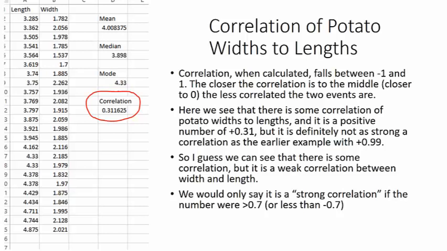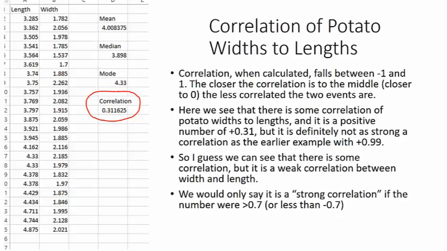So remember that correlation, when calculated, always falls between -1 and 1. The closer the correlation is to the middle, or basically closer to a 0, the less correlated the two events are. And here we see that there's some correlation of potato widths to lengths. It's a positive number. So as the length goes up, the width does tend to go up, but it's not really a strong correlation like the other one we saw where it had a positive 0.99. So I guess we can see that there's some correlation between the width and the length of the potato, but it's a weak correlation.